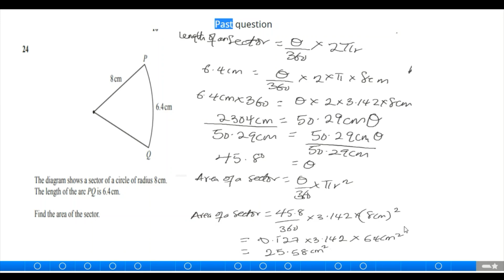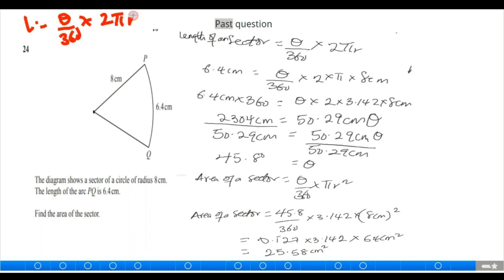The diagram shows a sector of a circle of radius 8 centimeters. The length of the arc is 6.4 centimeters. Then we have to calculate the area of the sector. First and foremost, we have to work out the angle from the length of the arc, and after that we can calculate the area of the sector. So the length of an arc is calculated as theta over 360 multiplied by 2πr.